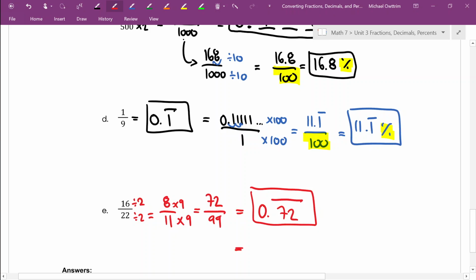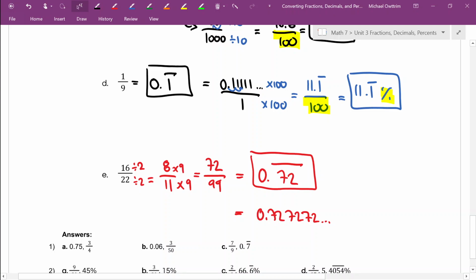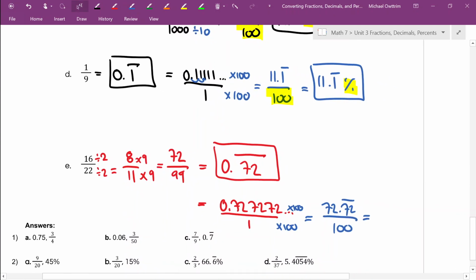For my percent, I'm going to write that out as 0.727272, so on and so forth. That is itself over 1. So I'm going to go ahead and multiply that top and bottom by 100 to get a fraction over 100. That'll be 72.72 repeating over 100, which again, my over 100 is my percent. And my number is 72.72 repeating for my percent.